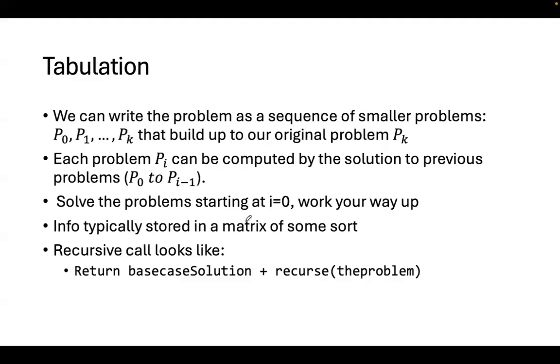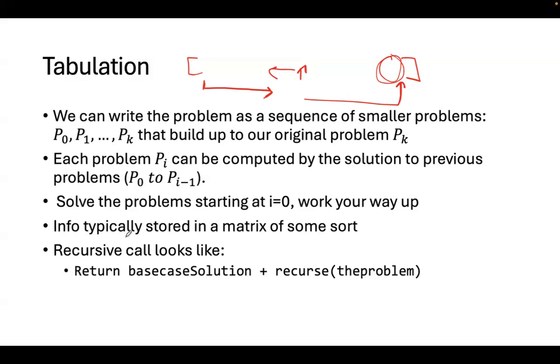For tabulation, we write the problem as a sequence of smaller problems that build up to our original one. So this is like the Fibonacci, where for every problem as we go, let's say we're here in the array as we're tabulating, the way that we get this is to solve the previous problems. And so if we start at the beginning and build our table up, then we can finally get to a point where we have our final solution.